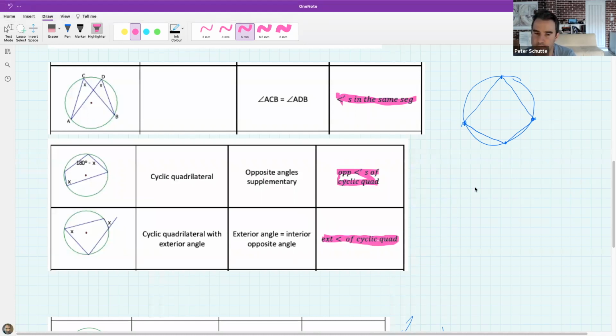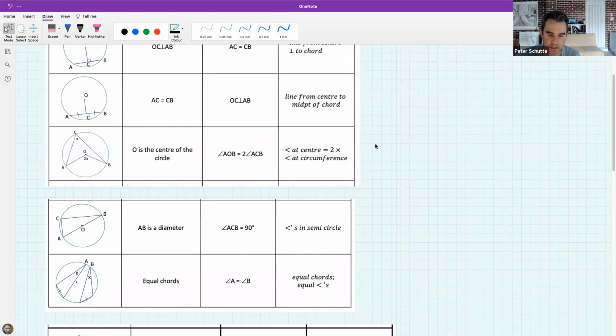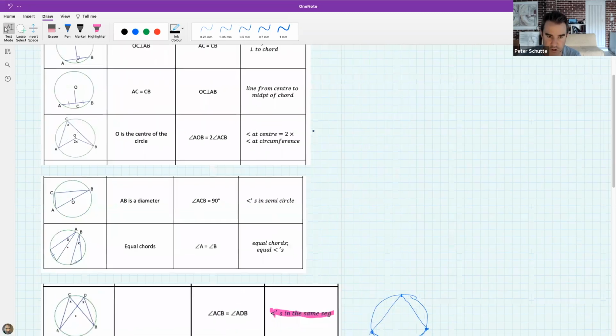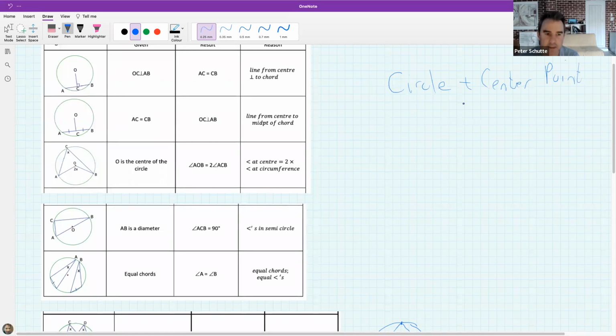So 3, 2, 1. And then when it came to the first topic that we did, and we didn't do all of these theorems, but I'm going to show them to you because you will encounter them. We spoke about theorems that deal with a circle and its center point. Now, the one that we spoke about today a little bit was angles in a semicircle, which is this one here. And that was the one where if you have a diameter, it always makes an angle of 90.